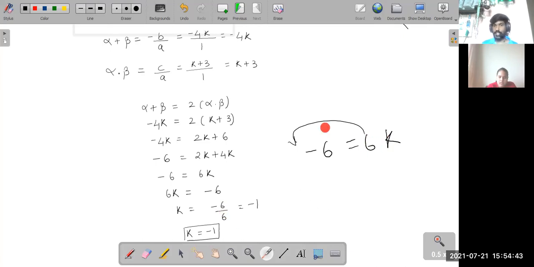You're saying let's not take 6 minus, but at least keep k on that side and then do minus 6 upon 6 over there itself. Yes, you can do it this way. I have not done anything different. Why did you take 6k on the other side and then do all of that?